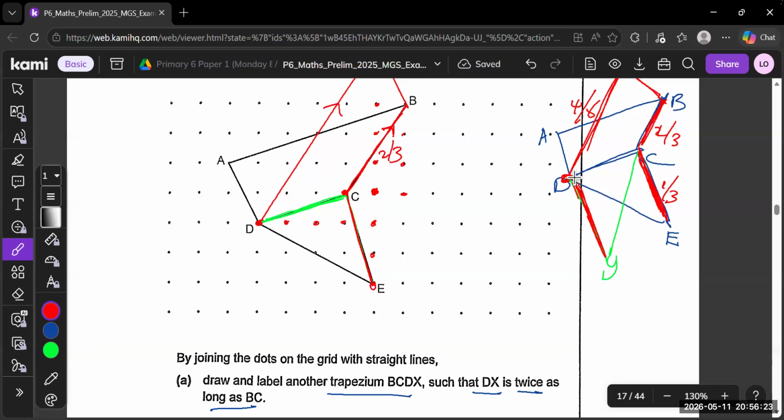So I'm going to draw this one also. From here, go right 1, go down 3. 1, 2, 3. And then join. Wow, what do you see? Isn't it my triangle? Same area. It looks the same as the other triangle, and it doesn't overlap with the trapezium. And then you label CDY.